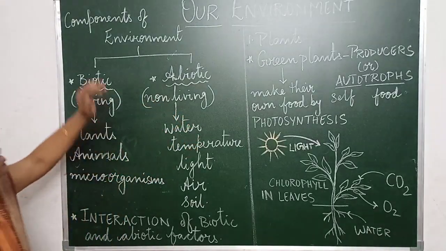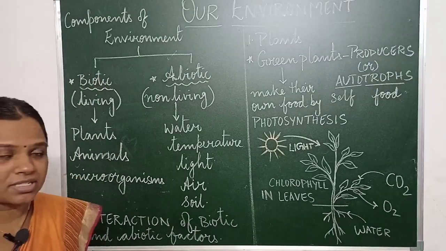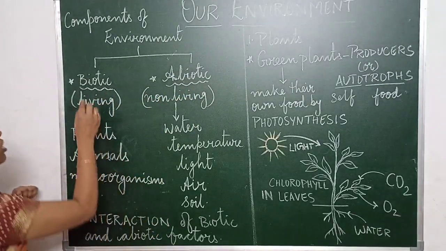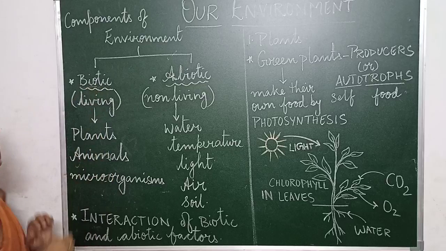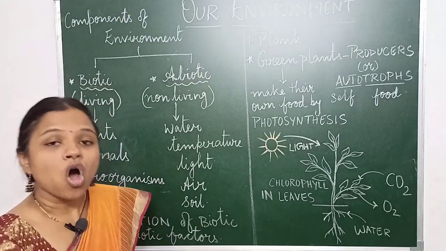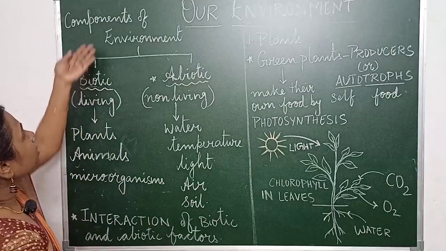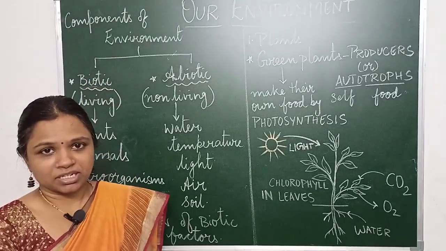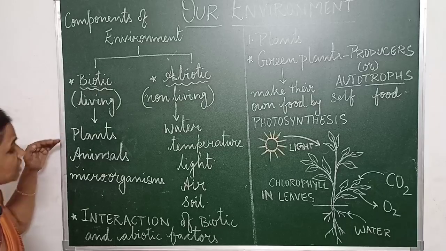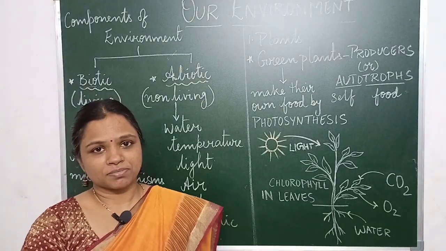So basically, the components of environment can be divided into two categories, that is biotic and abiotic. So what is biotic? Bios means living. So all the living organisms are included as biotic components of environment. Okay. So in this we will have the plants, the animals, and also different types of microorganisms.